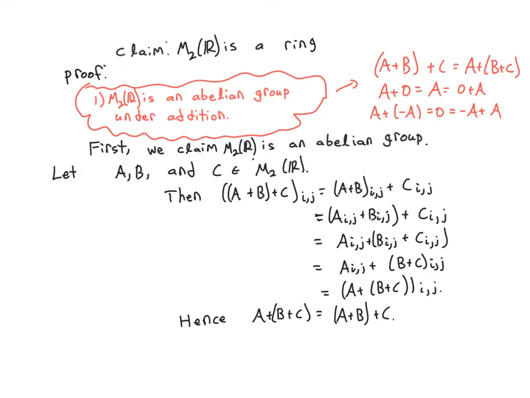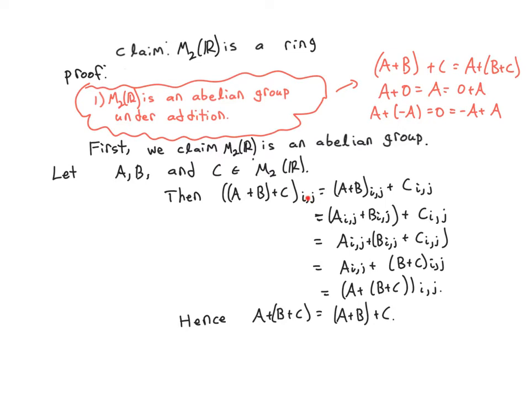So let's start with associativity. Let A, B, and C be 2 by 2 matrices. I'm going to use this subscript notation. Let's compute the ijth entry of this triple sum. By definition of addition, it is the sum of the ijth entry of A plus B with the ijth entry of C. By definition of addition, the ijth entry of A plus B is the sum of the ijth entries of A and B.